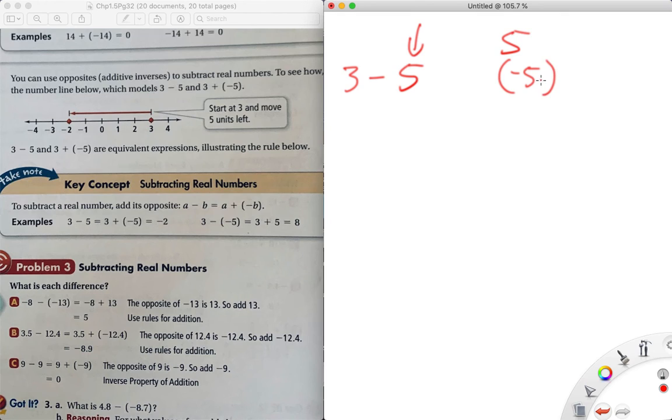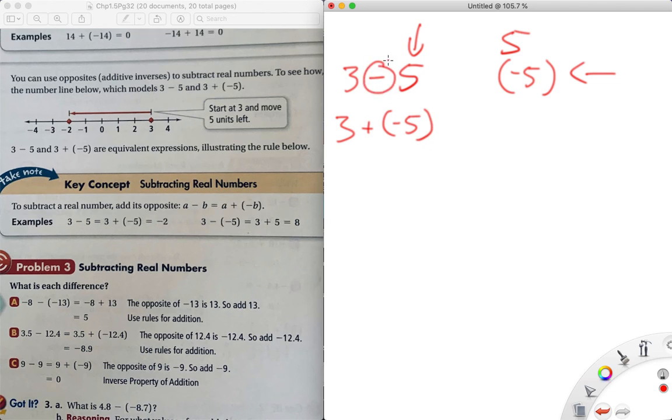Negative 5. And if you're confused because there's a subtraction sign in front of 5, if there is no parentheses, then we assume that the number is not negative, if that makes sense. If there's no parentheses, then we assume that that 5 is positive. So in this case, the inverse will be negative 5. To subtract means to add its inverse. So it's going to be 3 plus the inverse, which is negative 5.